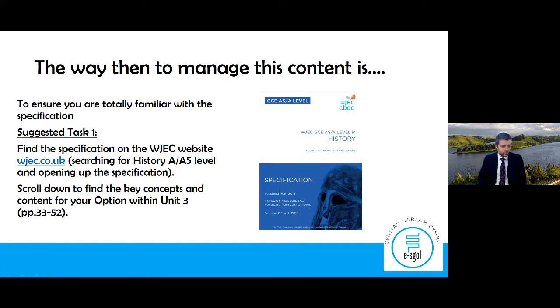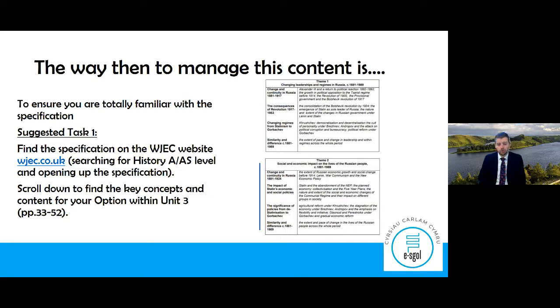Now within that, if you scroll down to between pages 33 and 52, the key concepts and content for your option will appear, and it'll appear in boxes that look like this. So maybe you've already been given these, or you might be given it in a slightly different context. It might look a little bit different.